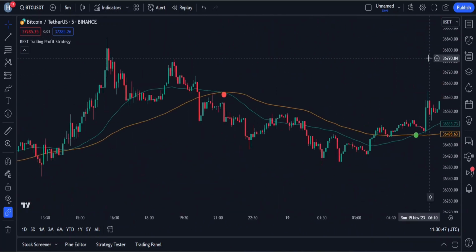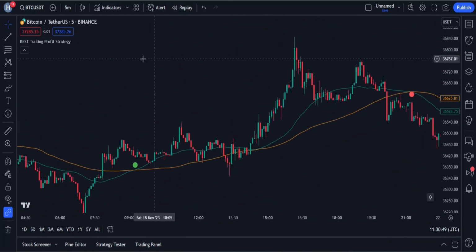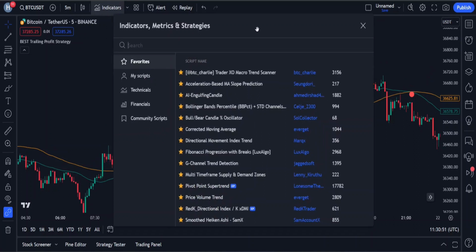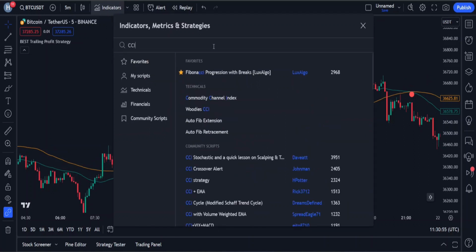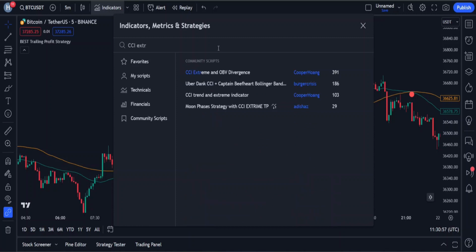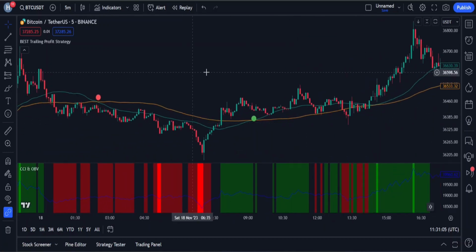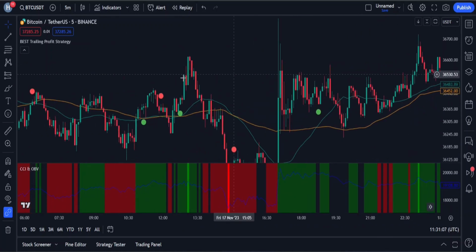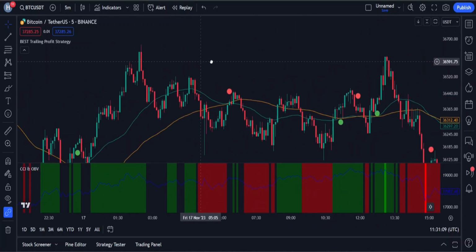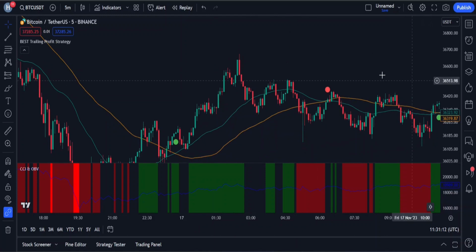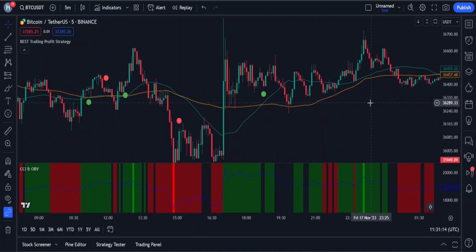First, let's add the second indicator of our strategy to the chart. So again, we will click on the Indicators tab and search for CCI Extreme in the search box. After that, we have to click on CCI Extreme and OBV Divergence, created by Cooper Hong. The settings for this indicator will remain on default, and we will not change anything. Now our setup is ready, so let's go through the complete rules for entering a buy and sell trade using this strategy.